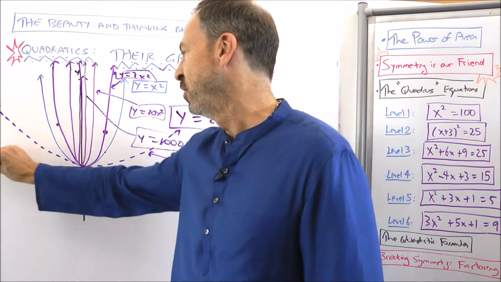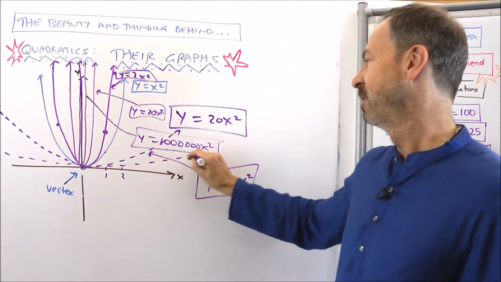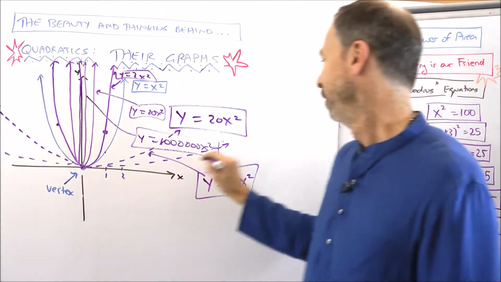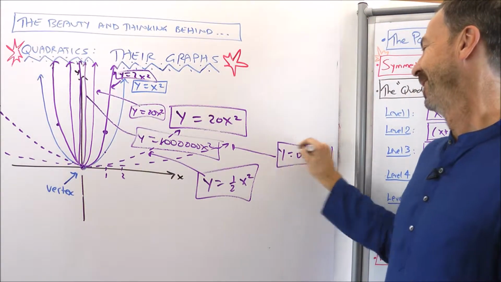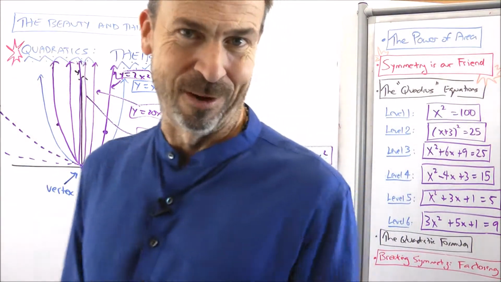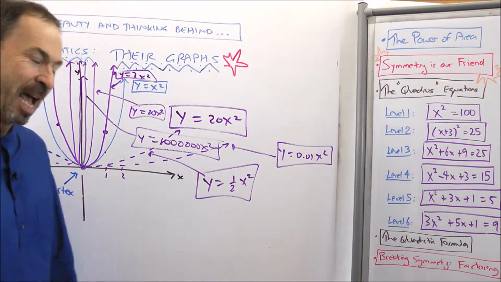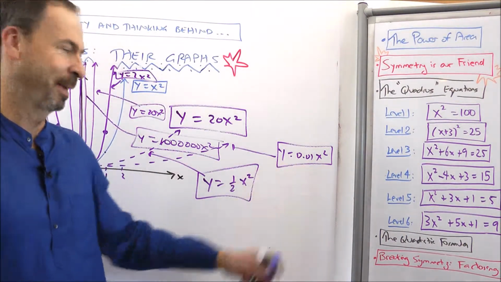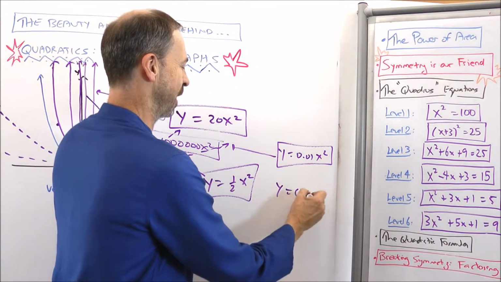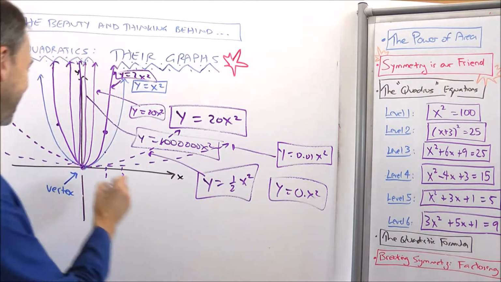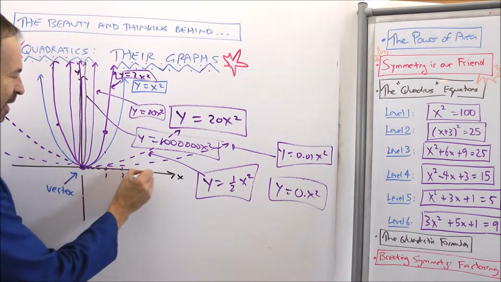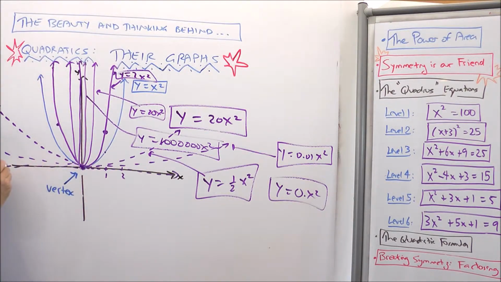I can make it even shallower still by doing an even smaller number. Like this one is y equals 0.01 x squared. See what's going on there? I'm going very fast, but I hope it's okay. What if I made this so small it actually became y equals 0x squared? Well, 0 times anything is 0, so the graph here would be so shallow this is actually just the flat horizontal line.